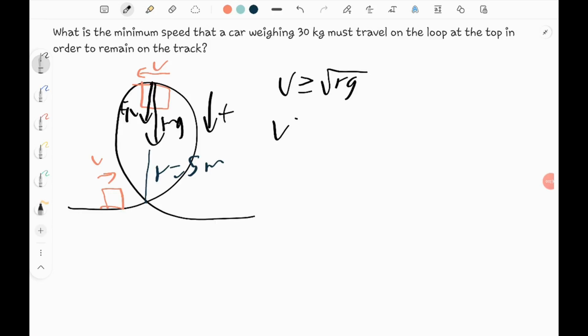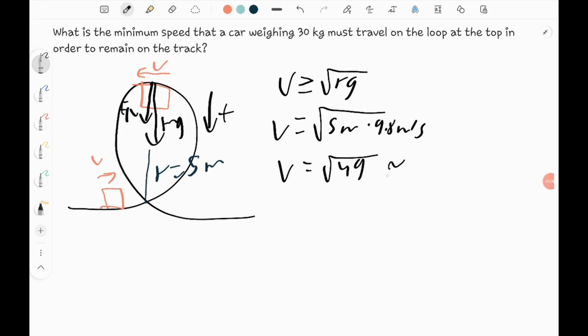So v would be equal to, for the minimum speed, the square root of 5 meters times 9.8 meters per second squared. So v is equal to the square root of 49, or 7 meters per second. So this is the minimum speed that the car must travel to remain on the track. Also notice how the mass of the car is irrelevant to the car's minimum speed. It's only based on the radius of the loop.